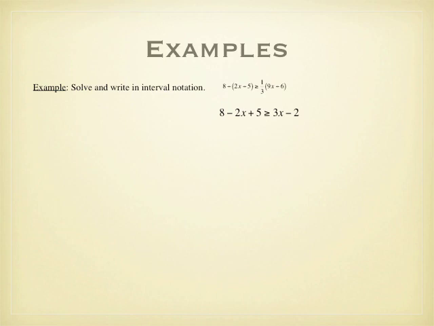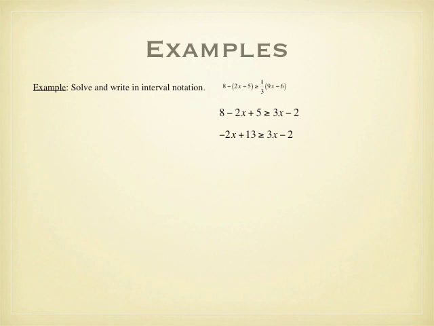Now, it started out having a fraction, but you notice that fraction went away pretty quickly. 1/3 times 9x just gives me 3x, and 1/3 times -6 just gave me -2, so I'm not going to have to deal with fractions after all. Okay, now I want to combine like terms. So I have -2x plus 13 is greater than or equal to 3x minus 2.